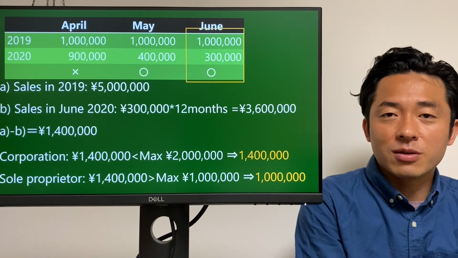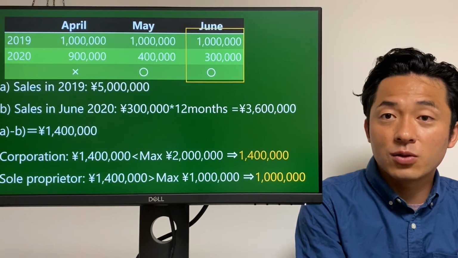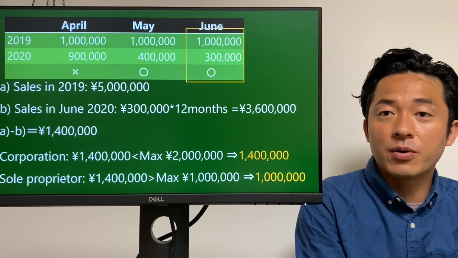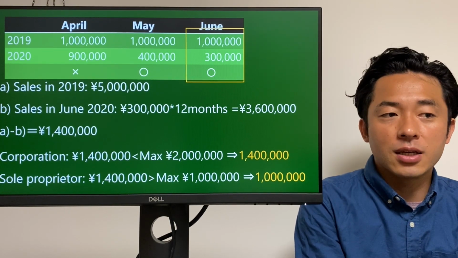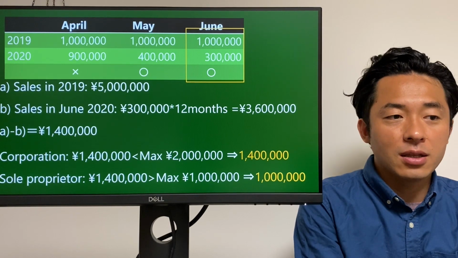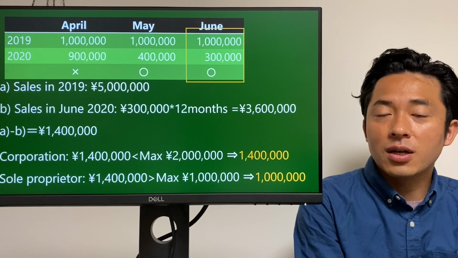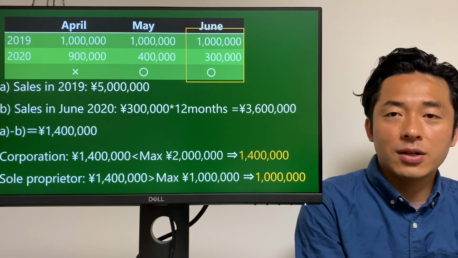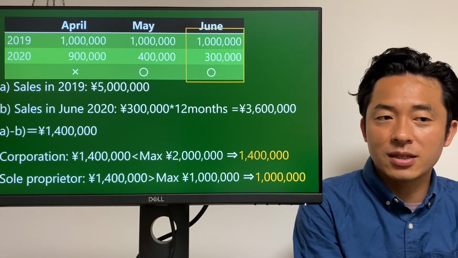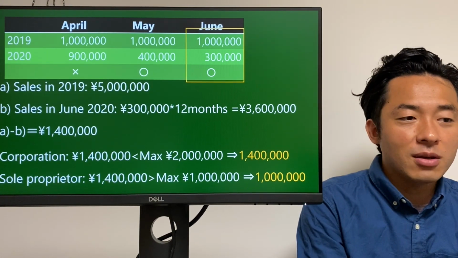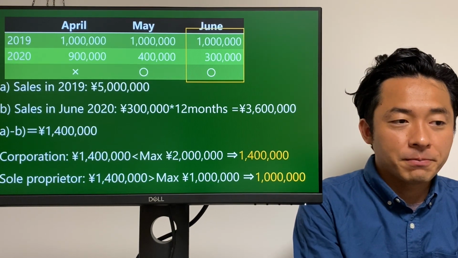The numbers are the same as my previous slide. So in May and June 2020, your sales dropped more than 50%. And for example, if your sales in 2019 was 5 million Japanese yen, and sales in June 2020 was 300,000 Japanese yen. So 300,000 Japanese yen multiplied by 12 months is 3.6 million Japanese yen. So A minus B is 1.4 million Japanese yen.